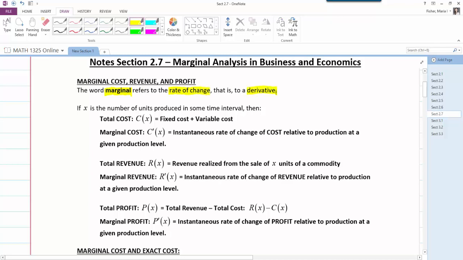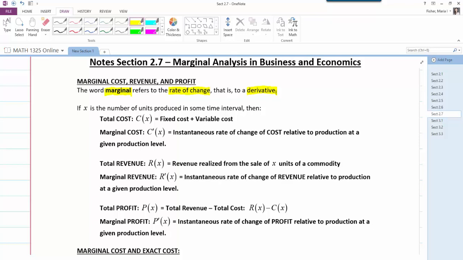So if I ask you to find the marginal cost, I want you to find the derivative of the cost function. If I ask you to find the marginal profit, I want you to find the derivative of the profit function, etc. Marginal equals derivative from here on out. So what is a cost function? What is a revenue function? What is a profit function?